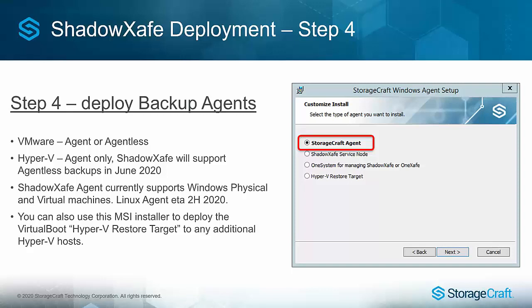This time you'll select the StorageCraft agent for the backup service. And again, if you've got any other Hyper-V hosts that aren't running the service node component, you can just install the Hyper-V restore target on those hosts. So that's done, again, from this MSI as well. So that's pretty straightforward. This wizard will also ask you for the OneSystem IP address. It'll ask you for the director certificate fingerprint, and it'll ask you for a site ID. So all of those things, again, are available in OneSystem from the sites page.